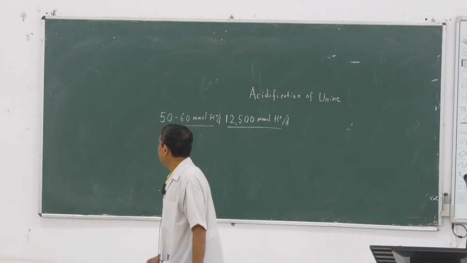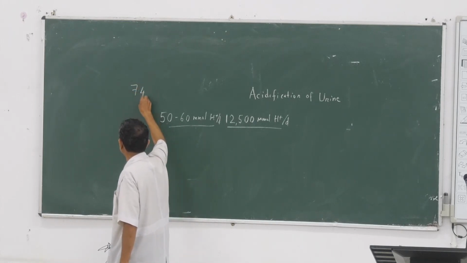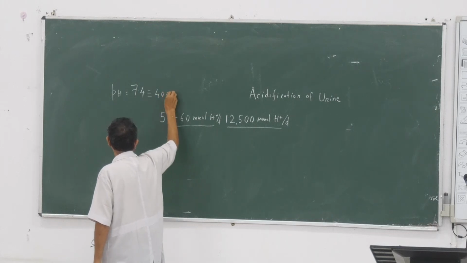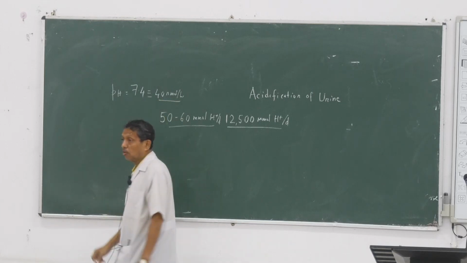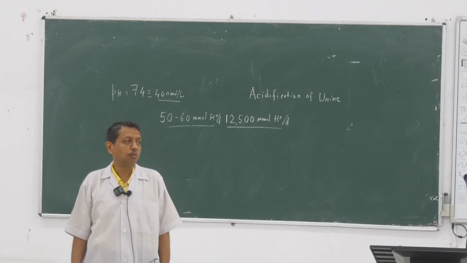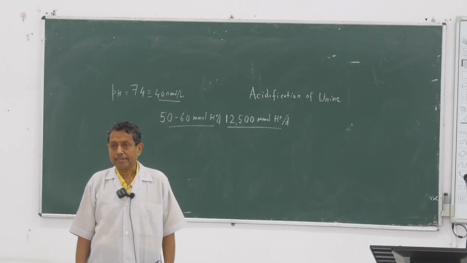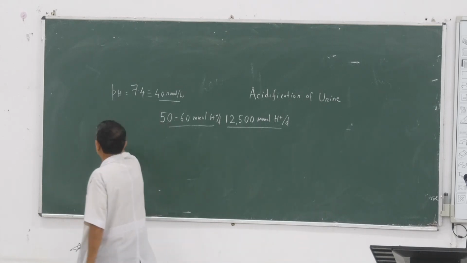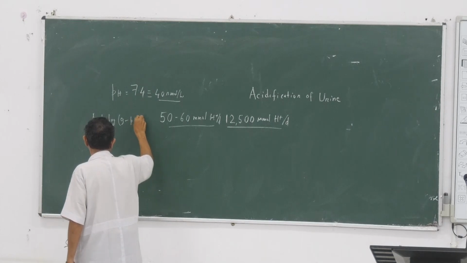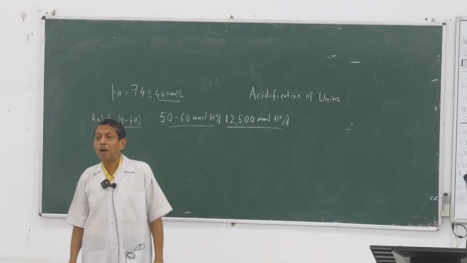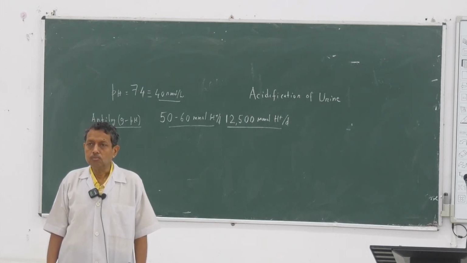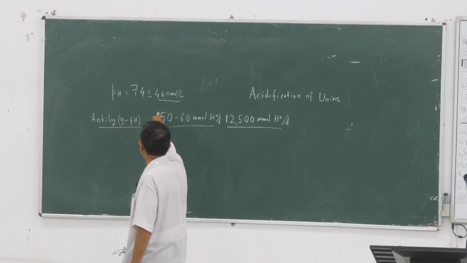pH of arterial plasma is 7.2. From the pH value, nanomole per liter can be calculated by the formula antilog of 9 minus pH. And at pH 7.40 it is 40 nanomole per liter.